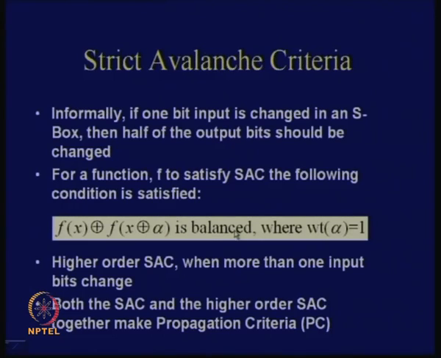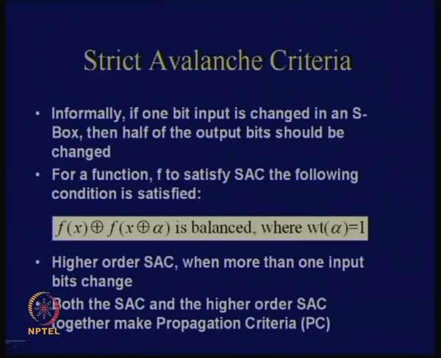But our S box should also satisfy another very important criterion, which is known as the strict avalanche criterion. I think I have told you somewhere what is meant by the avalanche effect. It means that if I change only one bit of the input, half of the output gets changed. But formally, we will try to define it.